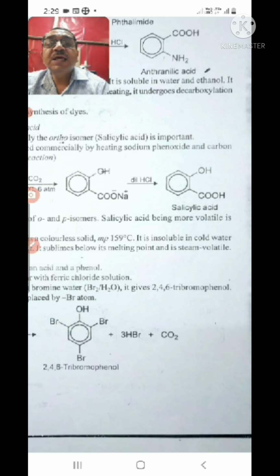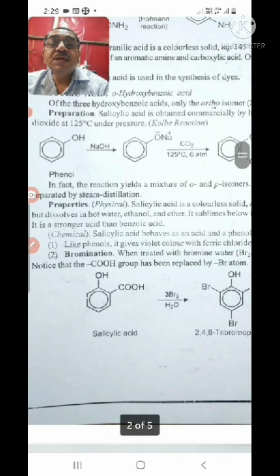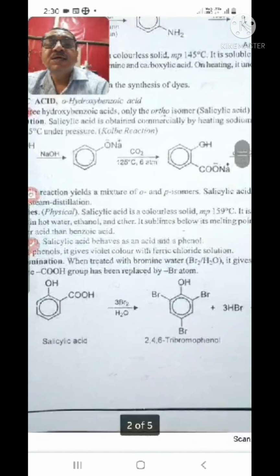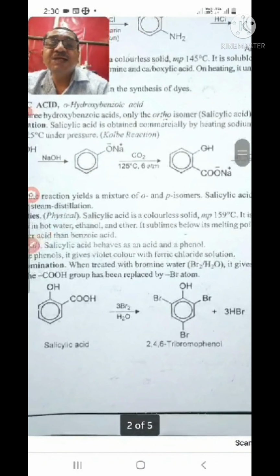The alkali part is neutralized by the acidification process. Now after this, the next reaction is the Reimer-Tiemann reaction. In the first preparation, using phenol and CO2, that is the Kolbe reaction. Another is the Reimer-Tiemann reaction, where we use the same reagent phenol and treat with carbon tetrachloride, and we get salicylic acid in the Reimer-Tiemann reaction.